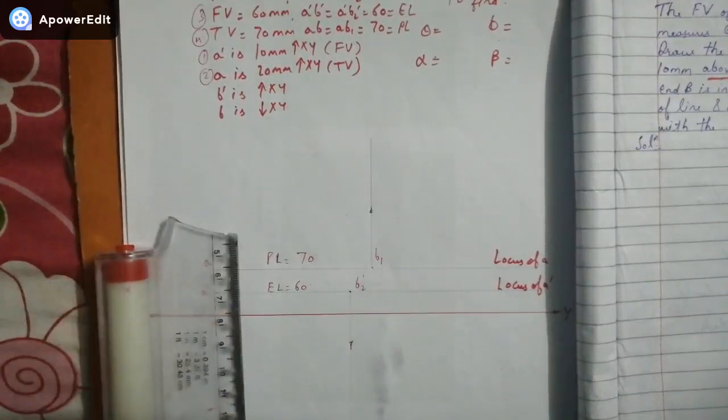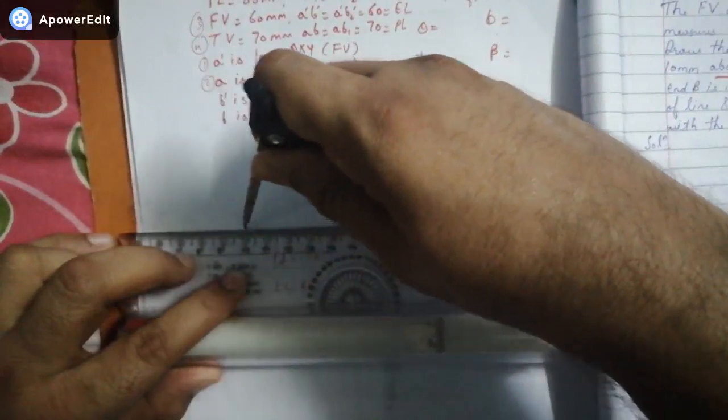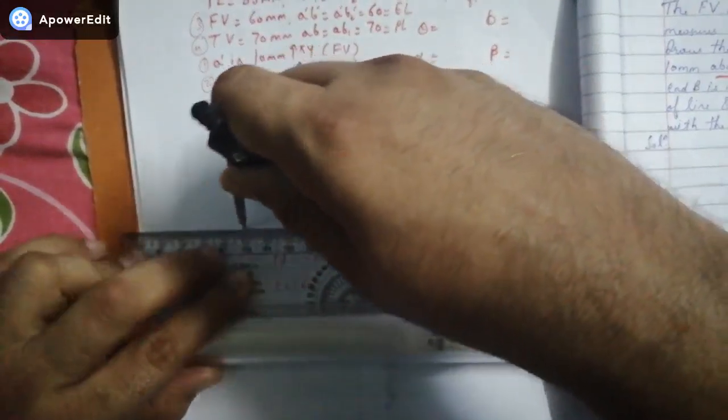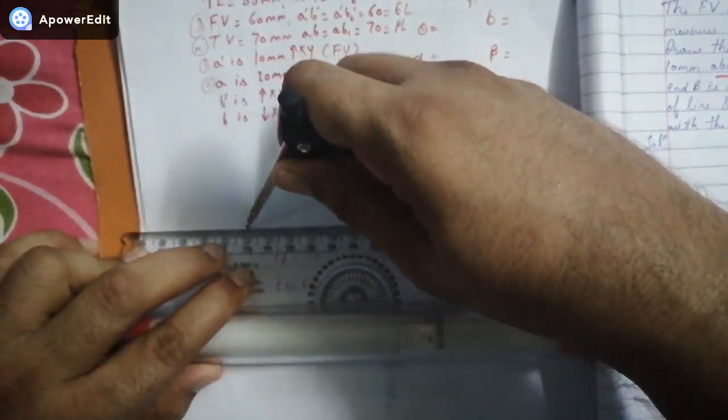Now by taking in the compass 85 mm, that is the true length, I can cut the arc. The true length, that is 85 mm, in the compass I'll be taking first of all.